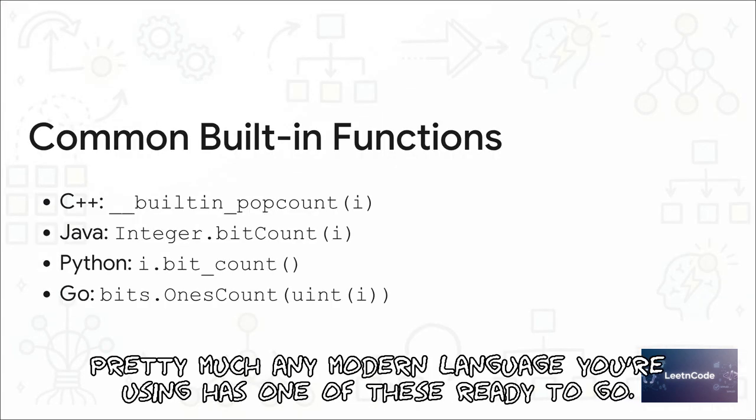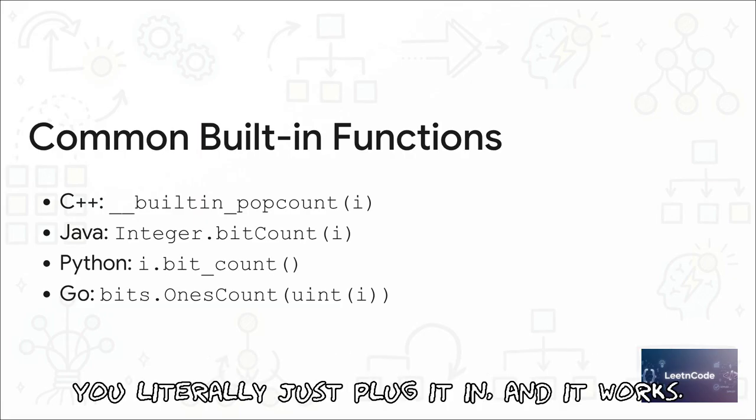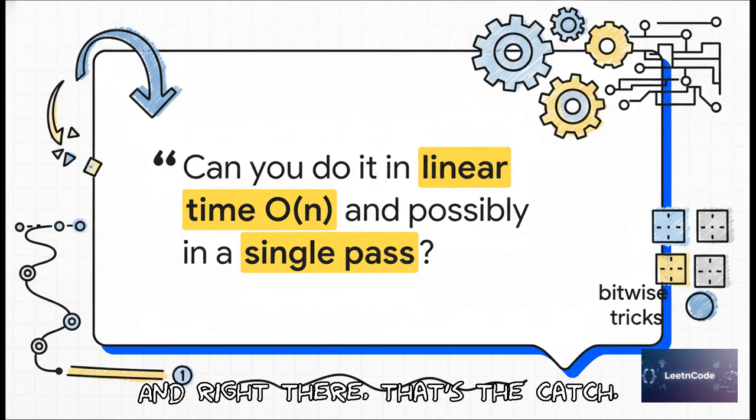Pretty much any modern language you're using has one of these ready to go. C++ has its __builtin_popcount, Java has Integer.bitCount, and so on. You literally just plug it in, and it works. But is it actually fast enough for our challenge? And right there, that's the catch.